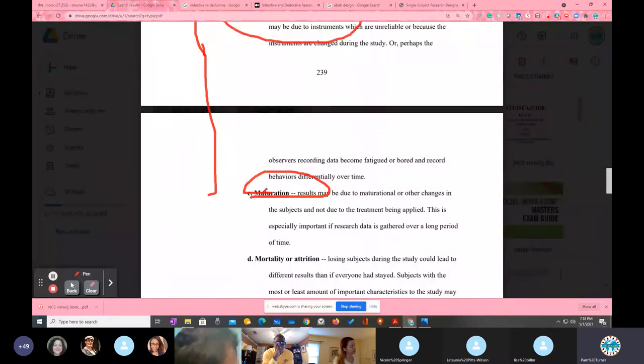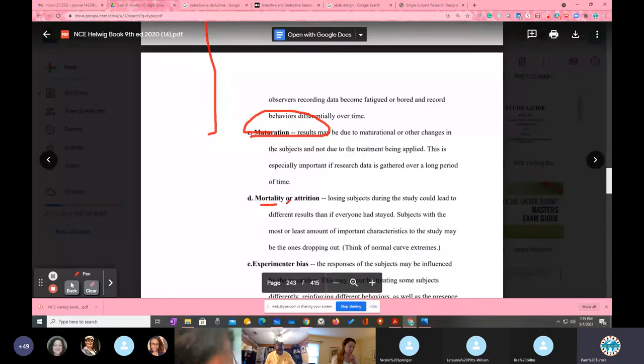Maturation. I tell you one of the reasons that Pocket Prep is not good if you keep doing it is because you have reached maturation. Maturation is other change in the subject and not due to the treatment being applied. Okay, this is looking at research, but the same thing works with Pocket Prep, okay? So if you are doing Pocket Prep and the first time you're getting 30s, 40s, 50s, and oh my God, I'm up to 80 and 90, I'm doing so much better. You've just outgrown, you've matured, you know the subject areas, you know what the test is going to ask you, right? But we can't generalize that to other tests. It just means you do well on that test.